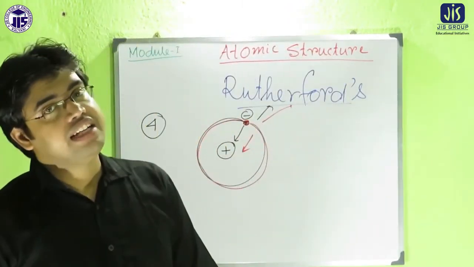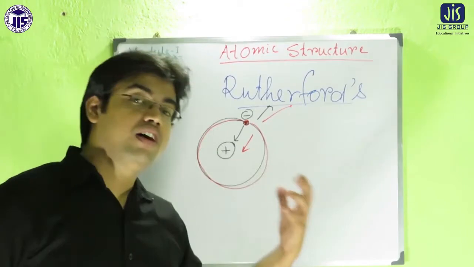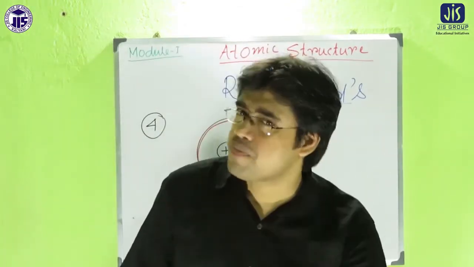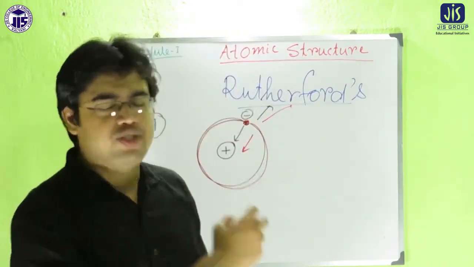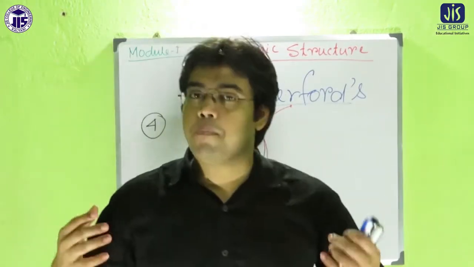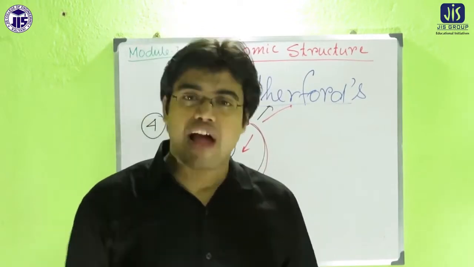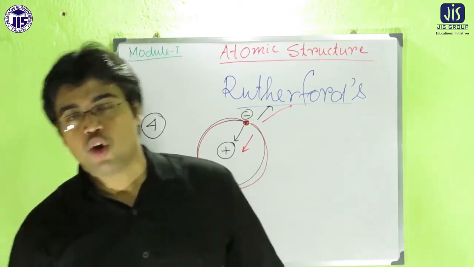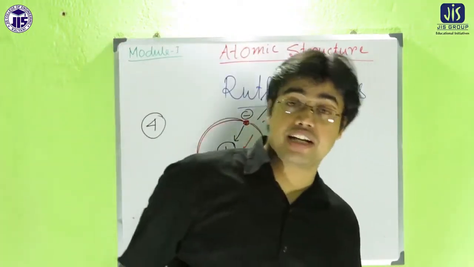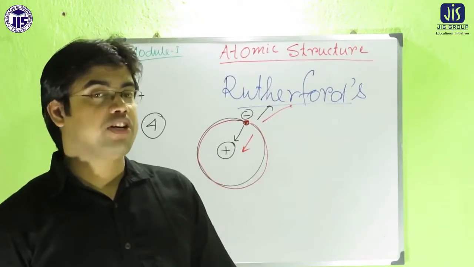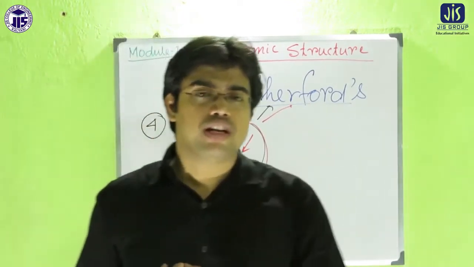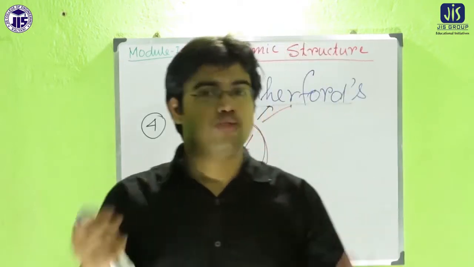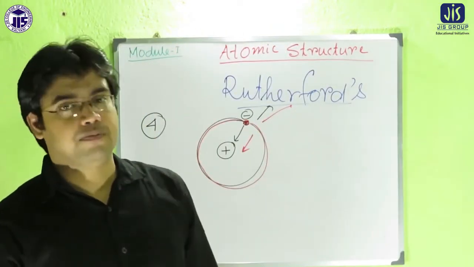First one, regarding the existence of the nucleus: a heavy dense nucleus exists in the center of the atom and carries the positive charge. And second, the maximum part of the atom is vacant, because you know that most alpha particles pass through the gold foil without any obstacle. So it is mostly vacant because the size of the nucleus is very, very small: high density, heavy mass, very small size with respect to the overall size of the atom.